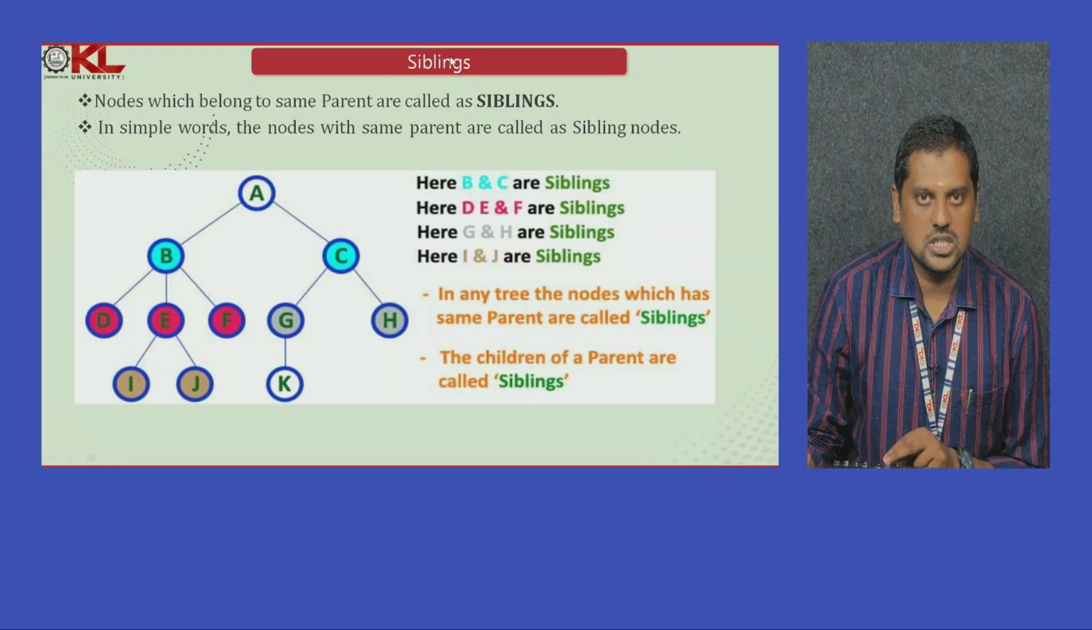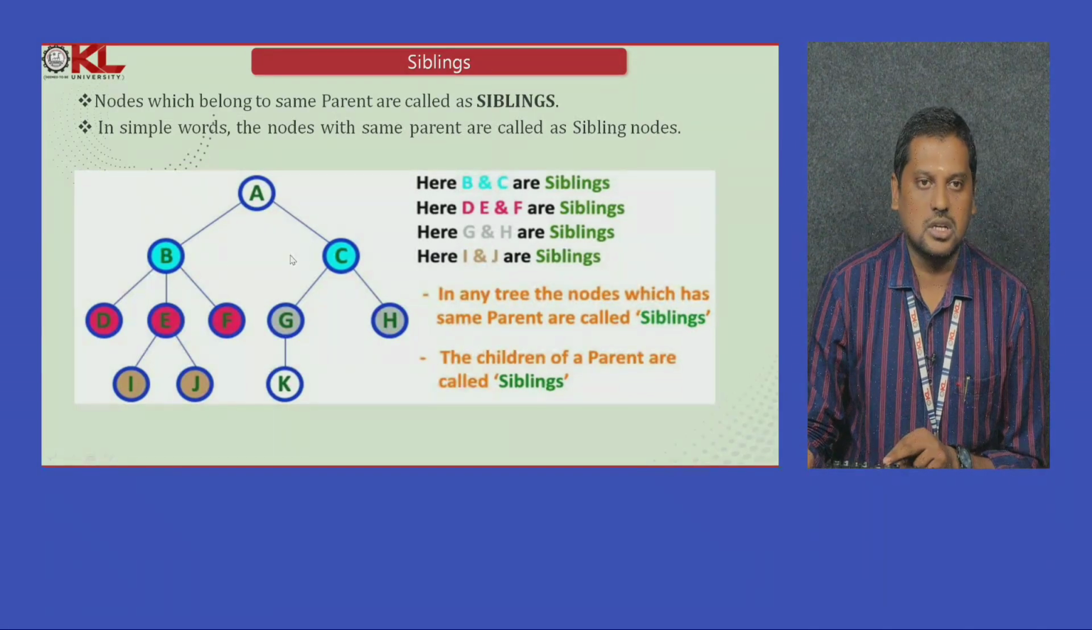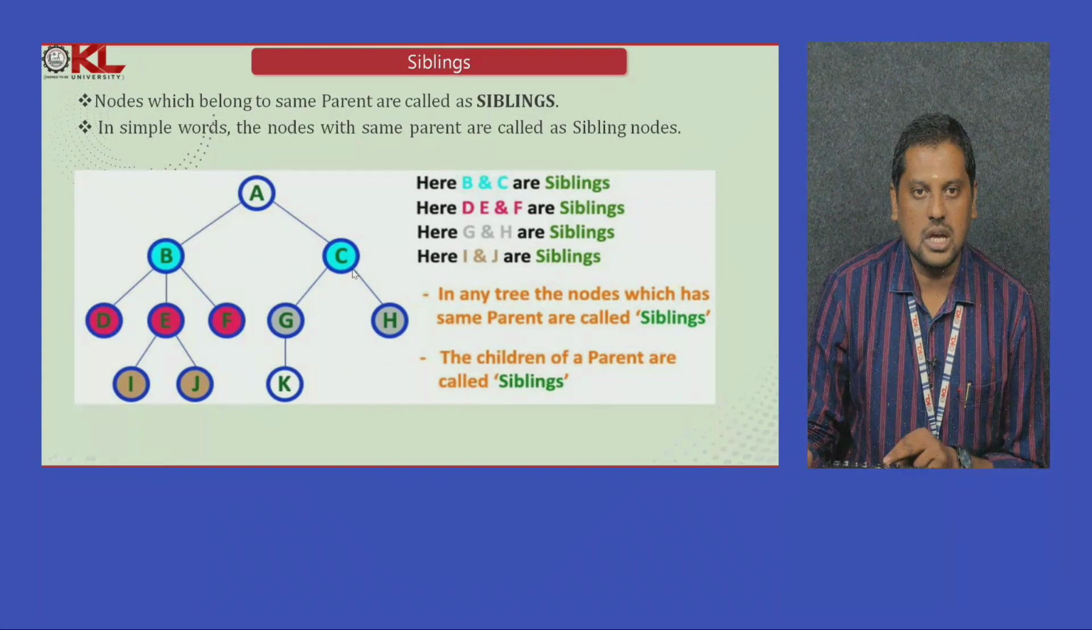Next terminology is siblings. In siblings, be very clear, nodes which belong to the same parent are known as siblings. In simple words, you can say the nodes with the same parent are called sibling nodes. In the given example tree, here nodes B and C are siblings, nodes D, E and F are siblings, nodes G and H are siblings, nodes I and J are sibling nodes.